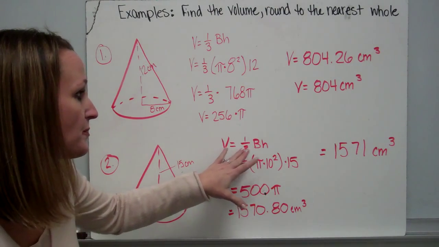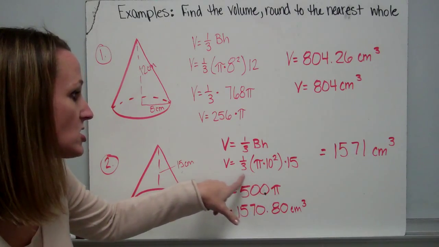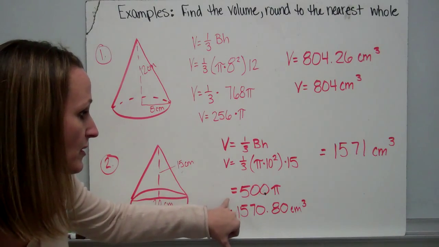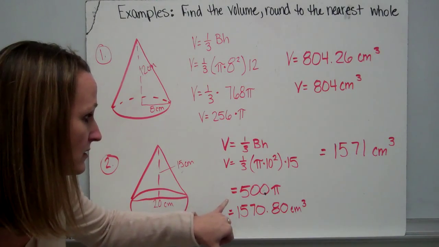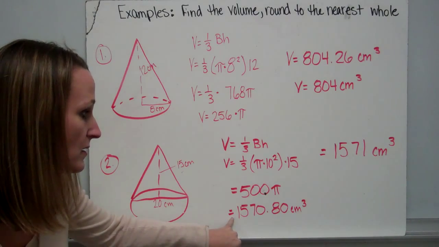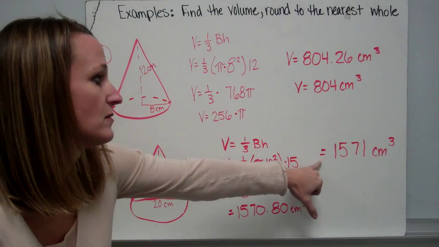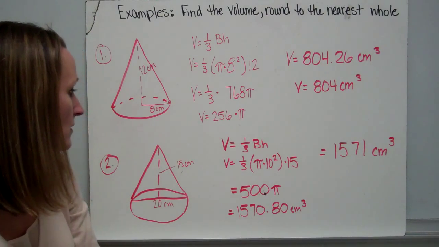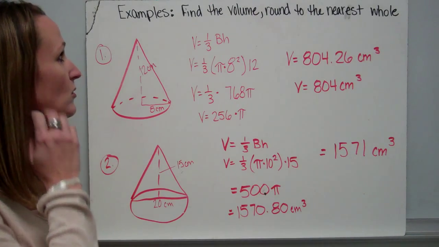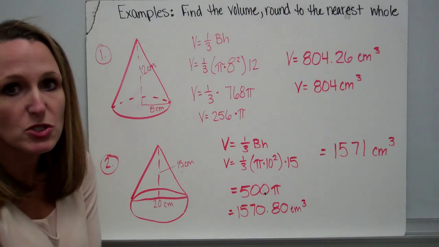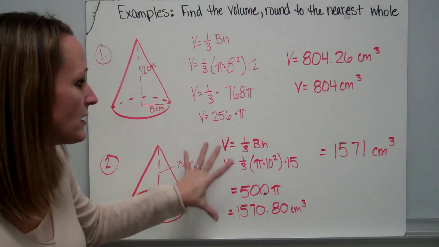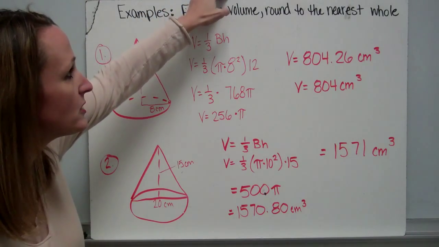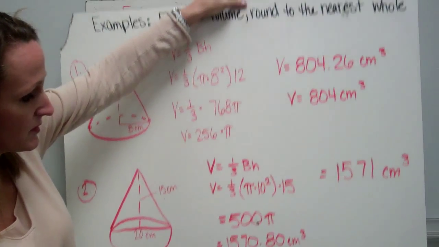So again, 1/3 big B little h, or pi r squared h, divided by 3 at the end. Multiply it all through, we get 500 pi. Multiply it by pi, 1570.8, round it up, 1571 centimeters cubed. So with volume, just like with the easier ones, once you know this formula, it's pretty easy to just plug in all your numbers and then multiply. Just make sure you don't leave out any of the steps. All right, so let's look at a few pyramids, and then we'll be done with volume for right now.